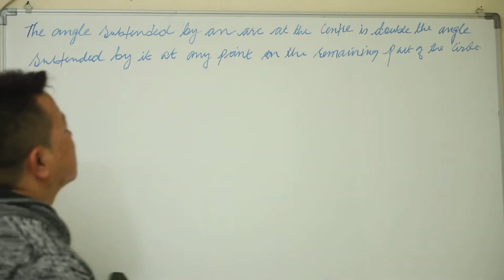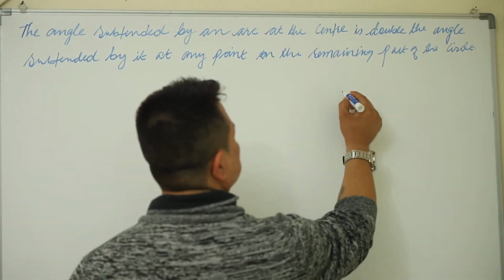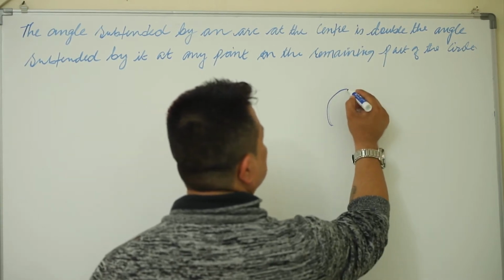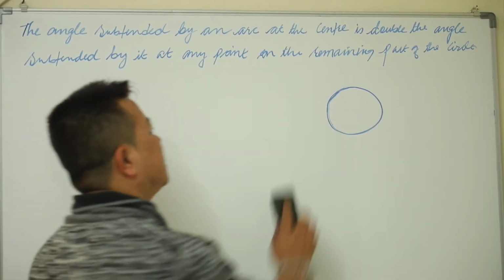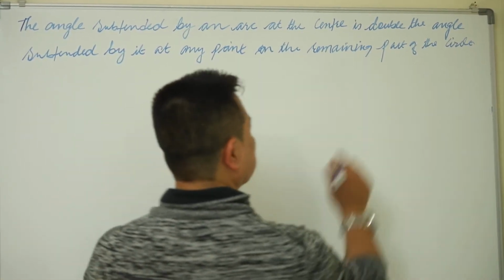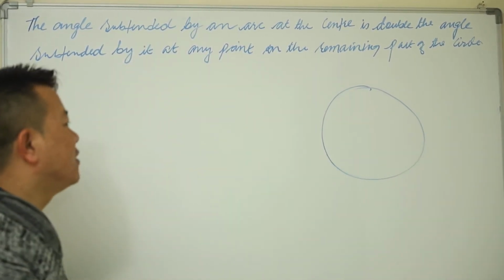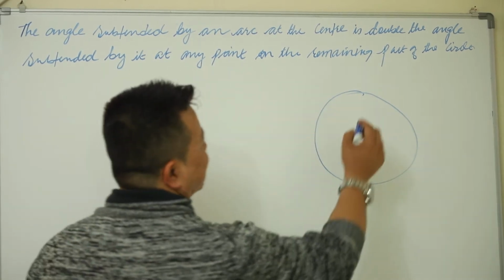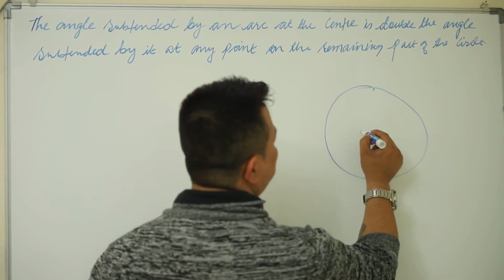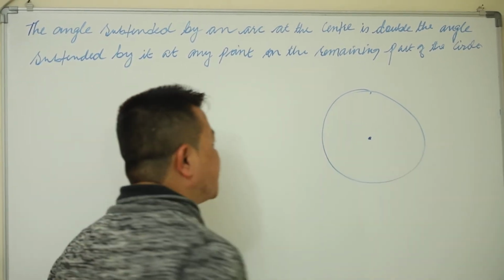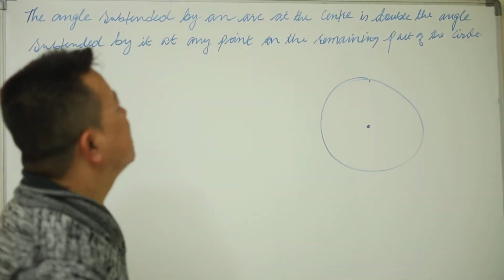So now here we need a circle to prove this theorem. Suppose let's make a circle, or we can make it a little bit bigger. Suppose this is a circle. This actually doesn't look like a circle, but this is a circle with a center, center O. This is the center of the circle, and what the theorem states: the angle subtended by an arc at the center is double the angle.